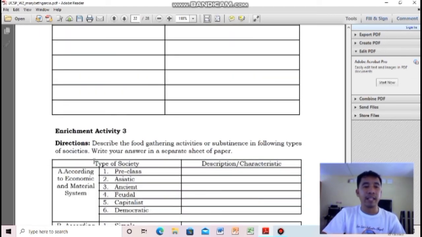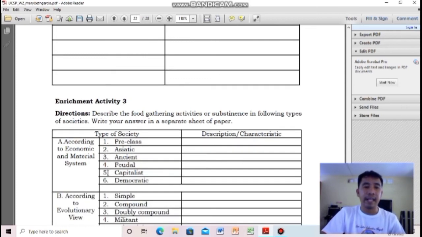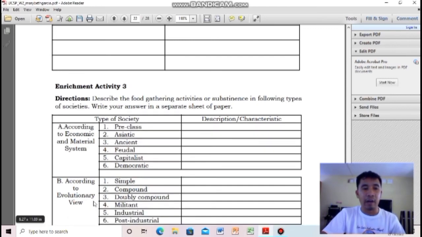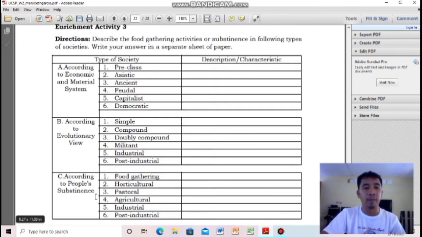Okay. For enrichment activity 3, you are going to describe the food gathering activities or subsistence in the following types of societies. Write your answer in a separate sheet of paper. Okay. So, kagina, gin-discuss na nila ang types of society, then you write sa ila nga short description kung paano sila magkuha sa ilang ginakaon or sa ilang ginakabuhi. No, that is according to economic material, according to evolutionary review, and according to people's subsistence. Okay?